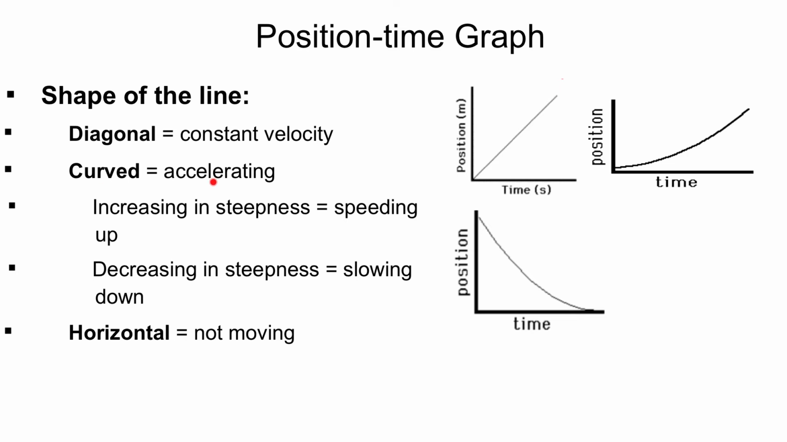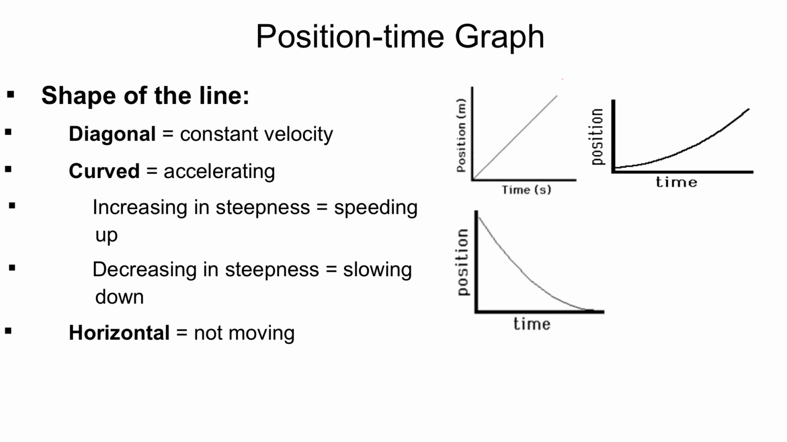For curved lines, they're going to tell us the object is accelerating. Again, accelerating can mean speeding up or slowing down. If our curve is increasing in steepness, that means your object's going to be speeding up. So for instance, this curve is flatter in the beginning and gets steeper as it goes up. That means this object here would be speeding up. Versus if it's decreasing in steepness, it's going to be slowing down. So for instance, this is really steep in the beginning and gets flatter towards the end. This object would be slowing down.